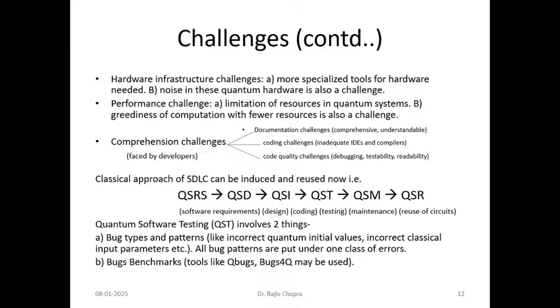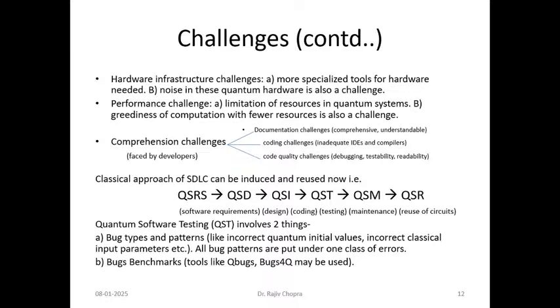So better testing techniques are required to test quantum software now. What is actually happening is that SDLC phases are being induced and reused now. Instead of SRS, software requirement specification, now we say QSRS, then QSD, quantum software design, quantum software implementation, quantum software testing, quantum software maintenance, and quantum software reuse.